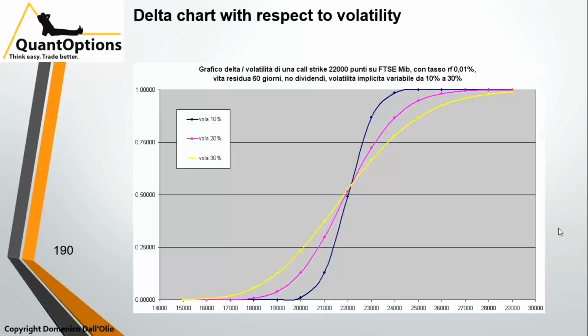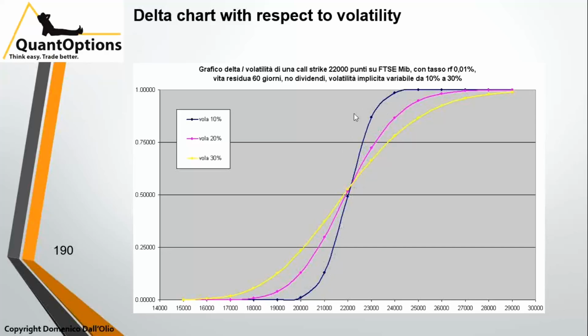Delta chart with respect to the volatility. Once again, sorry for the Italian. This is the chart of the delta with respect to the volatility of a call strike 22,000 points on the FTSE index, given a risk-free interest rate of 0.01, residual life 60 days, no dividends, implied volatility ranging between 10 and 30%. You see three different curves according to three different implied volatility values.